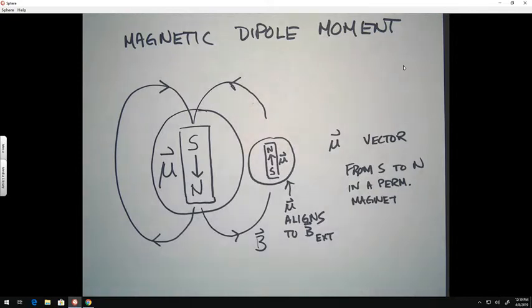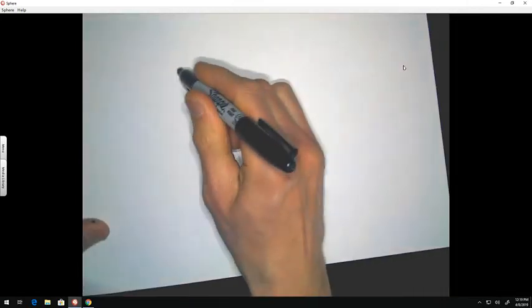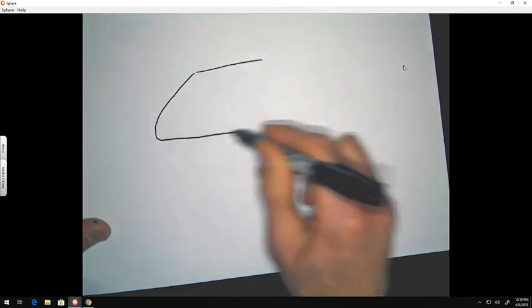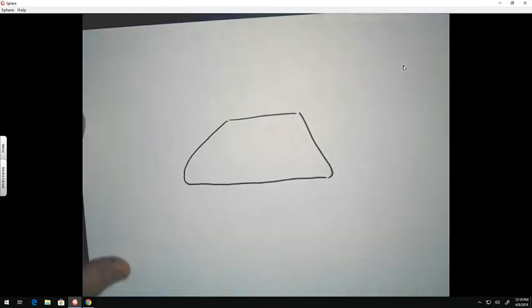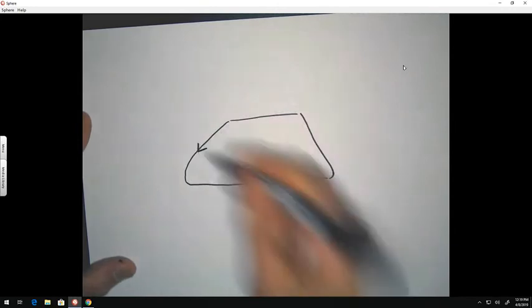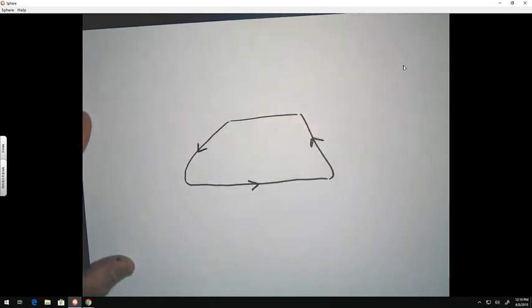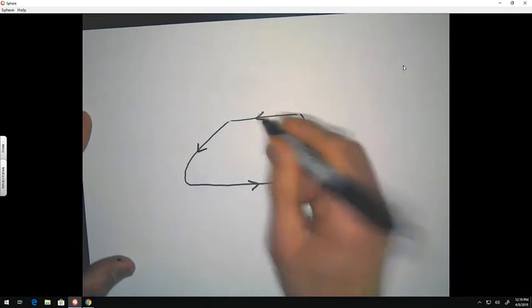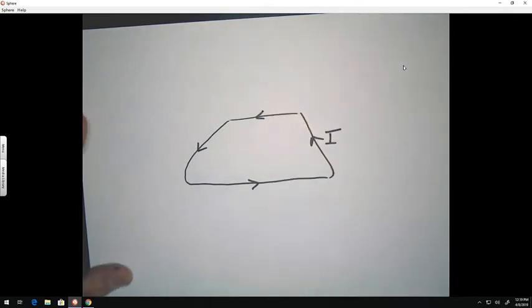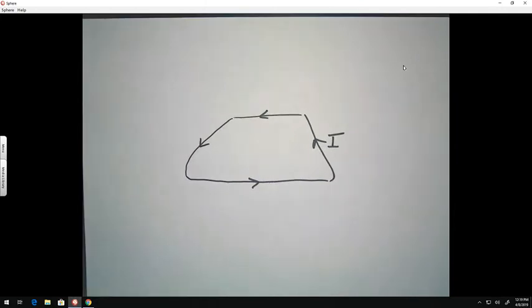All right. So let's now make the connection to current loops. I'm going to try to do this kind of in 3D here. It sort of looks like a trapezoid. That is supposed to represent a loop. It's sort of maybe square-shaped. It's coming out at us. And it's carrying current, represented by this symbol I.